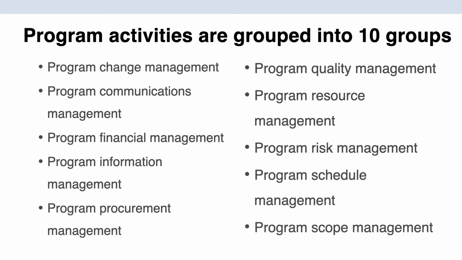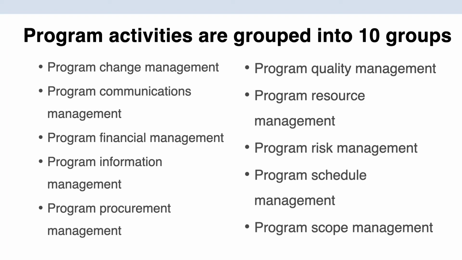And these activities are going to be divided into these 10 different groups. Now, if you take a quick scan of this slide right here, you will notice that a lot of the names are very similar to the 10 knowledge areas that we saw from the project management side, and this is correct. However, the extent and complexity to which you perform these activities in program management is going to vary. So it's going to be a lot more complex. It's going to be a lot more involved when you're doing these activities for program management versus project management.